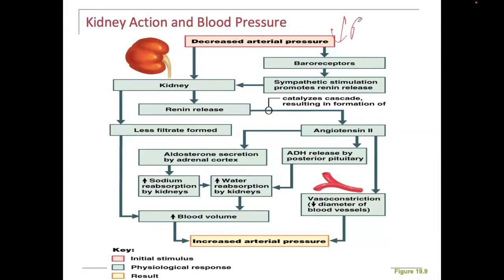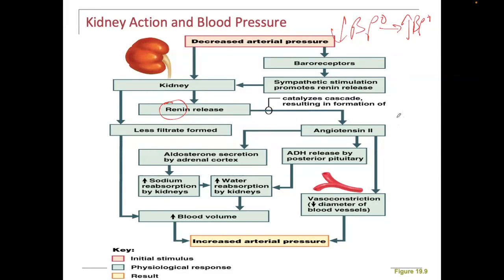We have decreased blood pressure, and remember, the end result is we need to try and increase blood pressure. So the baroreceptors are sensing that we have low blood pressure, and we have sympathetic stimulation. The sympathetic stimulation goes to the kidneys, and your kidneys release renin. Now, what is renin going to do?